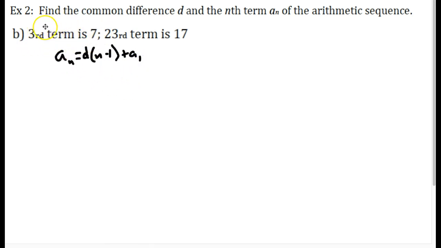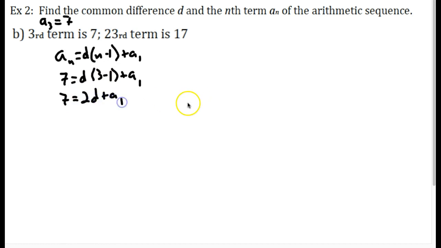So here, the third term is 7, which means that a sub 3 is equal to 7. So if I'm thinking about this, my n value is 3, so I'm plugging 3 in for n, and then my a sub 3 is 7. So I can write this as 7 equals d times 3 minus 1 plus a sub 1, and I can change that to 7 equals 2 times d plus a sub 1, since 3 minus 1 is just 2.